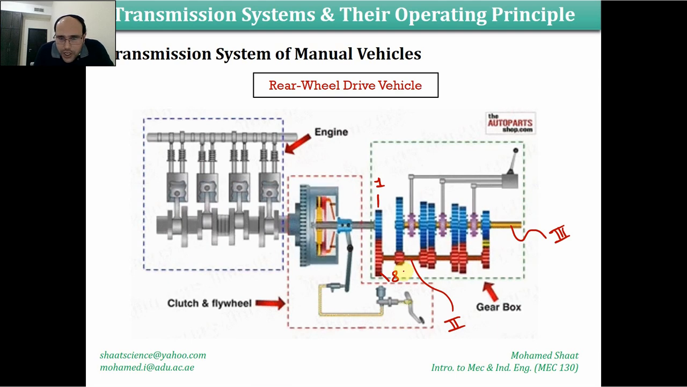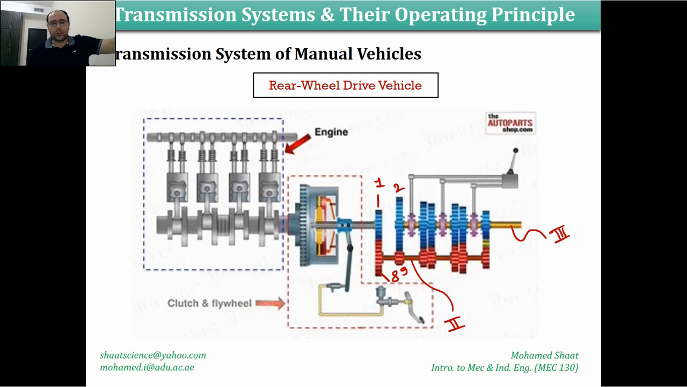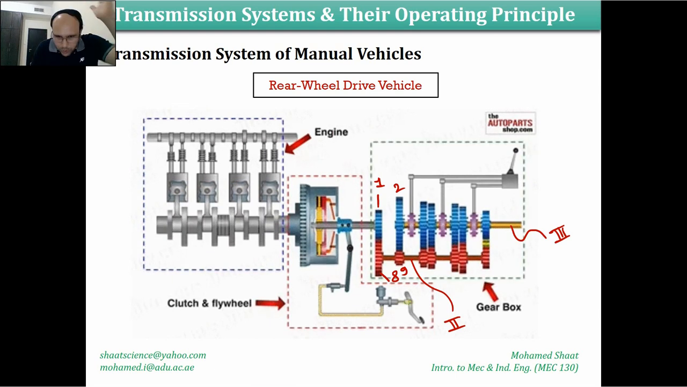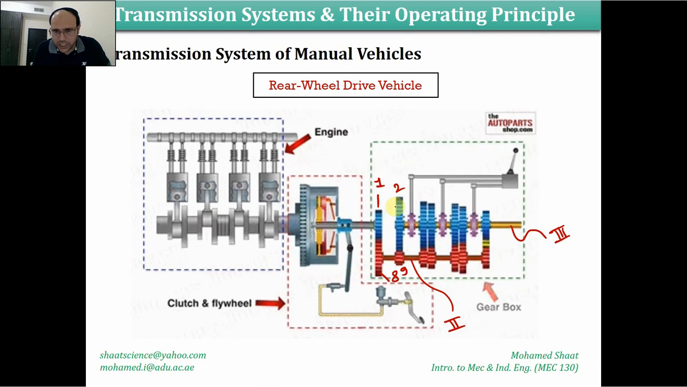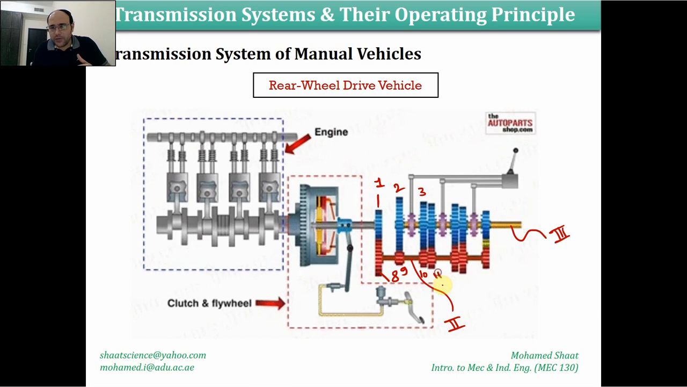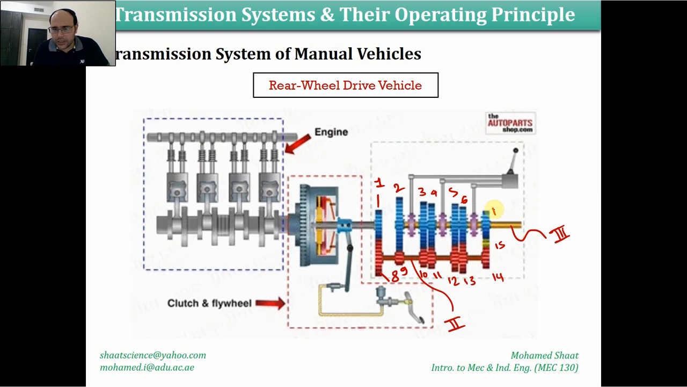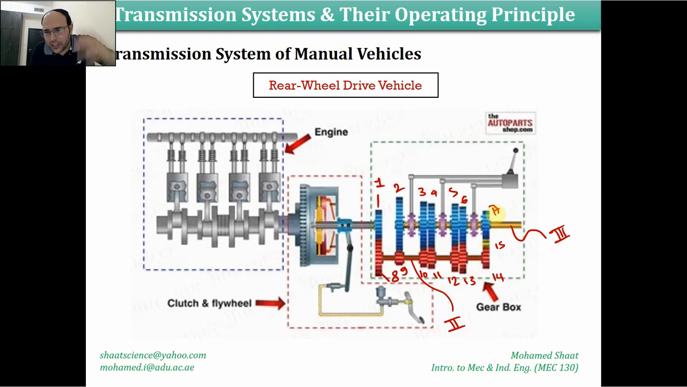In the meanwhile, gear nine is connected to gear two in constant mesh. What does this mean? It means that gear nine, if it rotates, is going to give rotation to gear two. It means that gear two is going to rotate as well. And this is what is seen in the animation. Gear 10 is connected to three, so both are rotating because 10 is rotating. 11 is connected to four, 12 is connected to 5, 13 is connected to 6, and 14 is connected to 15, which is connected to 7. All of them are rotating, right?